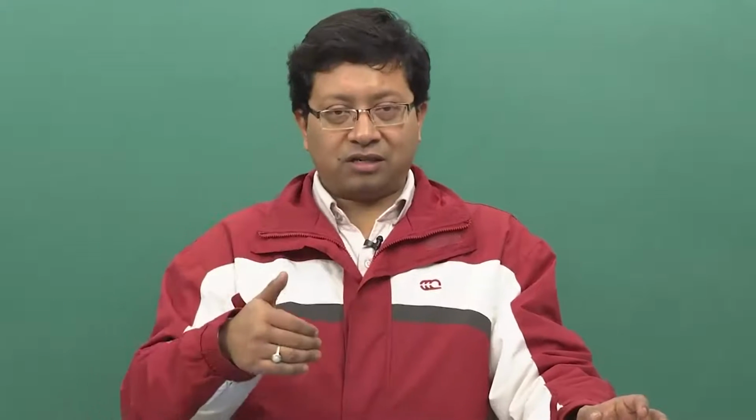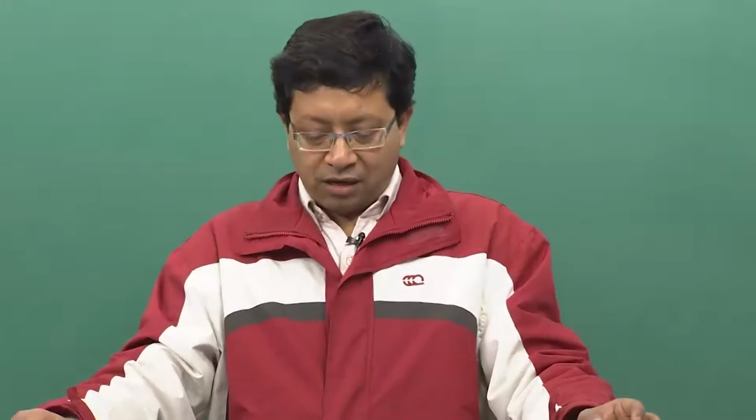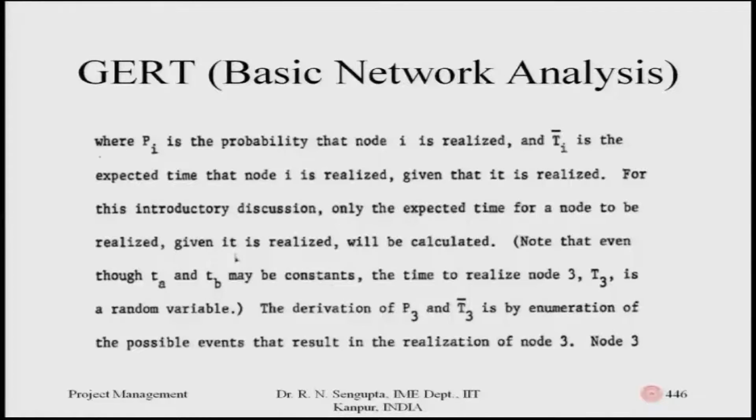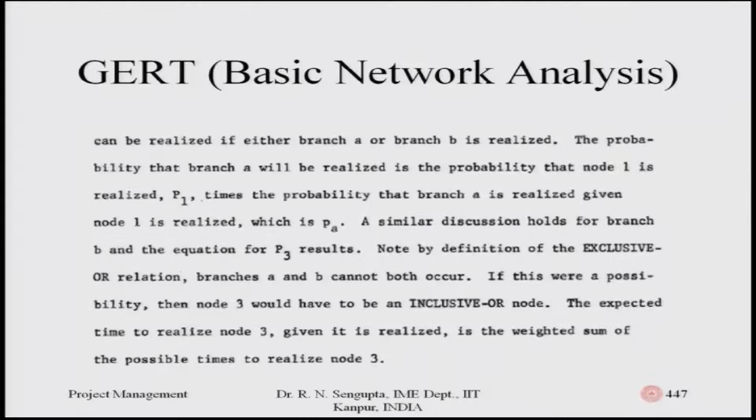So, continuing our discussion, note that even though Ta, Tb may be constant, the time realized for T3 is a random variable, and so can T3 bar be, but do not be too much bothered about that. The derivation of P3 and T3 is by enumeration of the possible events or different types of outcomes which you can have that result in the realization of node 3. Thus, node 3 can be realized if either branch A or branch B is realized.